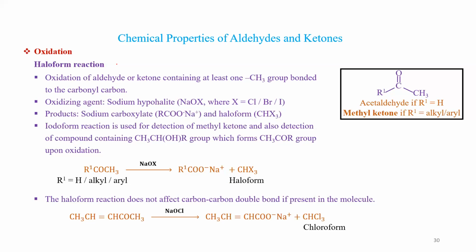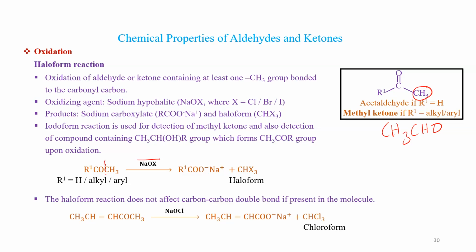Then we have haloform reaction. So haloform reaction is shown by aldehydes and ketones which contain at least one CH3 attached to carbonyl carbon. So in case of aldehyde, it is only the acetaldehyde which can undergo this haloform reaction. In case of ketone, it will be called a methyl ketone. So the respective compound, aldehyde or ketone containing methyl group, is treated with sodium hypohalite.